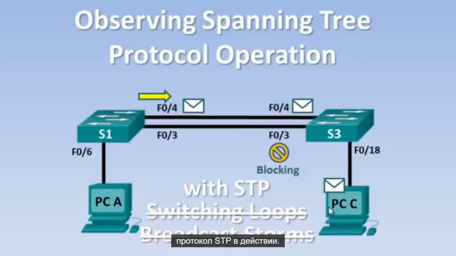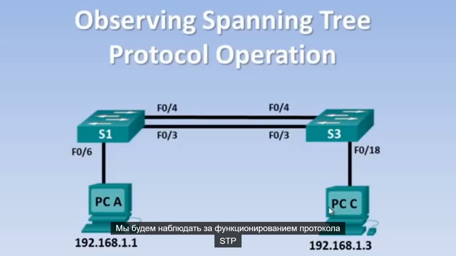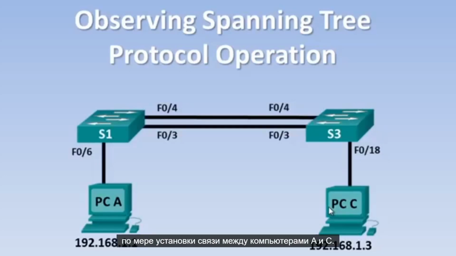Let's see if we can observe the spanning tree protocol in action. I have a scenario similar to the one we've just discussed. I have switch S1 and switch S3, and I have redundant links between the two switches. I also have a PCA and a PCC. PCA has been given the IP address 192.168.1.1, and PCC has been given the IP address 192.168.1.3. We will observe the function of the spanning tree protocol as we initiate communication between PCA and PCC.